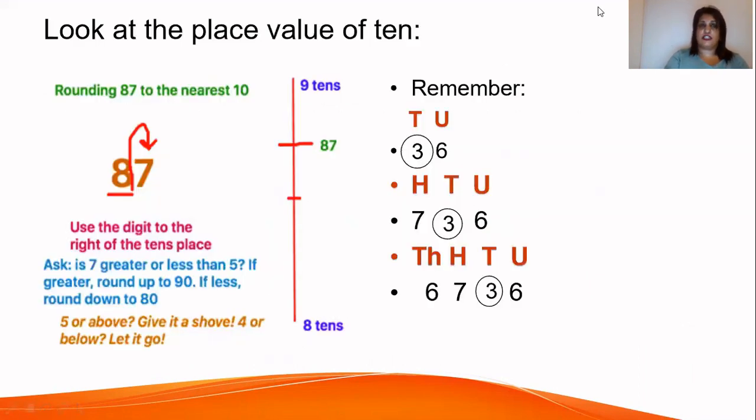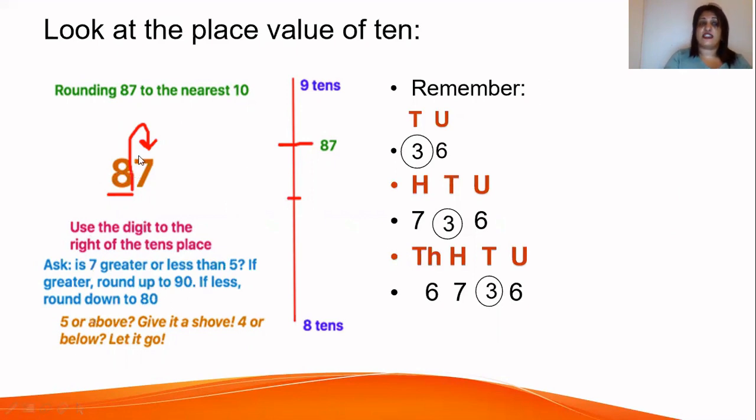Now, let's look at the place value of what I just explained to you. For example, 87 to the nearest 10. There's again my tens on the left-hand side, my units on the right. Now, use the digit to the right of the tens place. Ask, is 7 greater than or less than 5? Remember, it must be 5 or more for it to round up to the higher 10. If it is greater than 5 or 5, you'll round it up to 90, because 87 falls between 80 and 90. If less, you'll round down to 80.